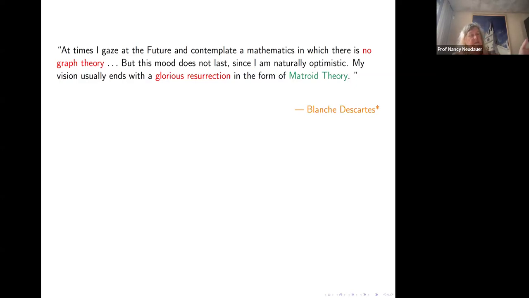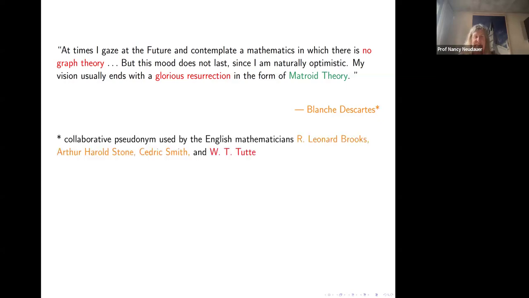I really like this quote. At times I gaze at the future and contemplate a mathematics in which there's no graph theory, but this mood does not last since I'm naturally optimistic. And we have a glorious resurrection in the form of matroid theory. This is written by Blanche Descartes, who is not a person, but it's a collaborative pseudonym used by these mathematicians.